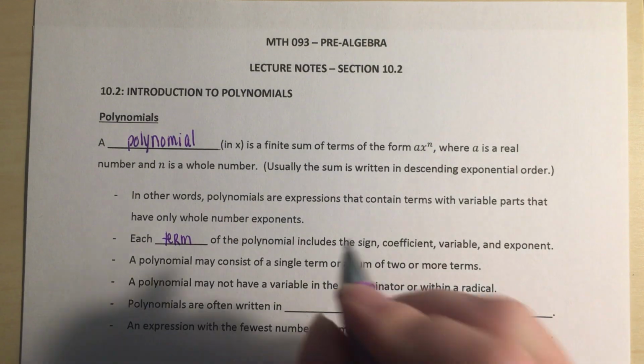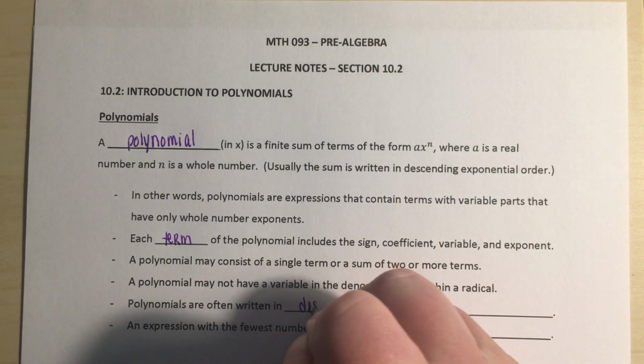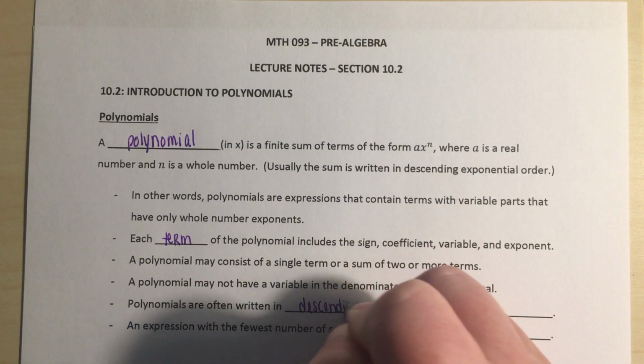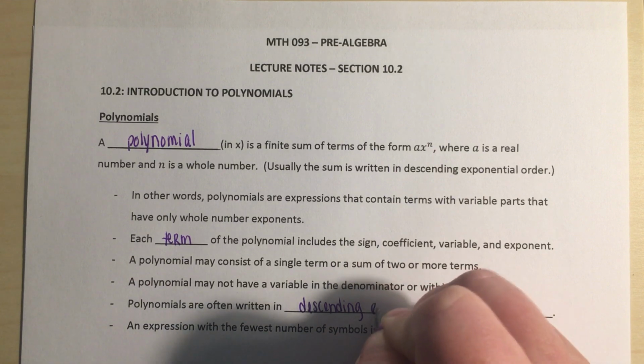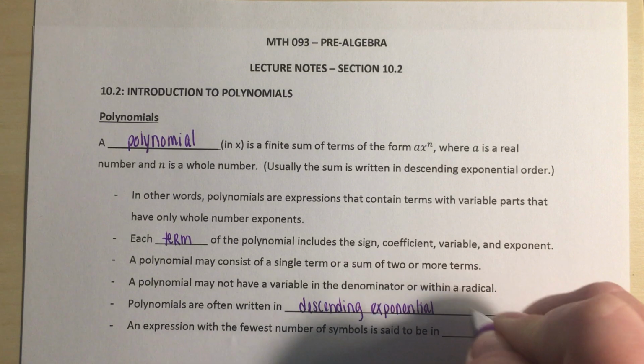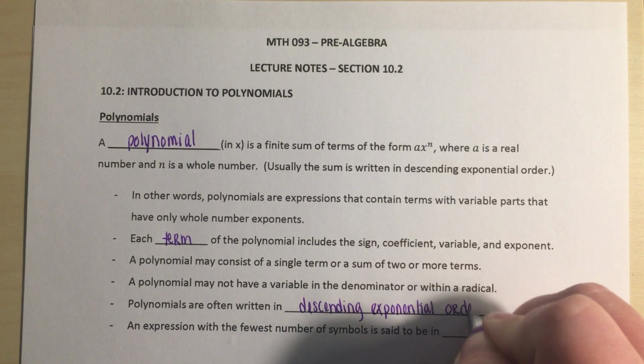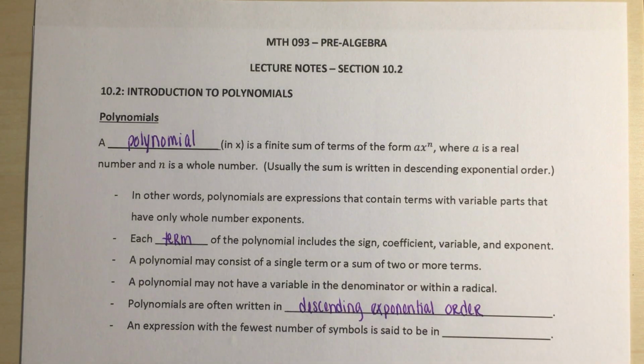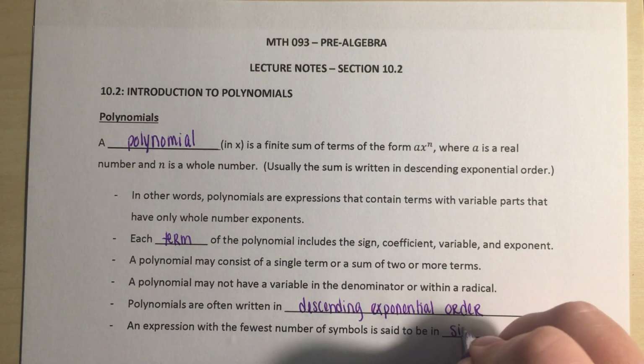Polynomials are often written in descending exponential order. Again, we mentioned that in the definition above. So as we're writing out our answers, we're generally going to put our term with our highest exponent first and then work our way down to our smallest one. An expression with the fewest number of symbols is said to be in simplest form.